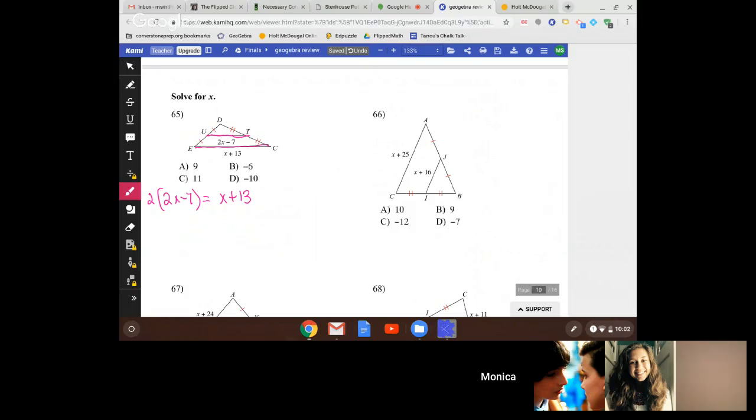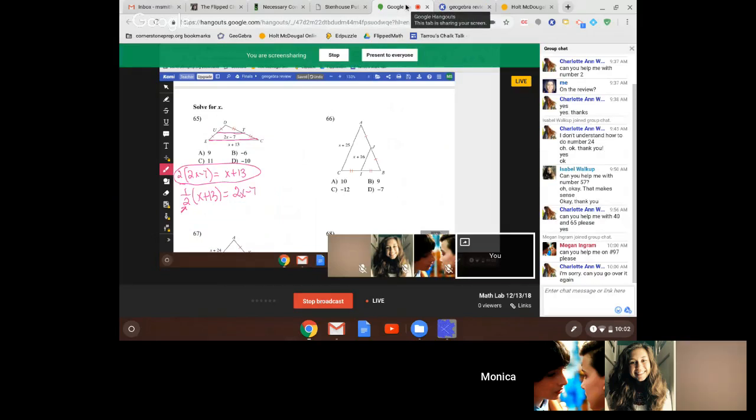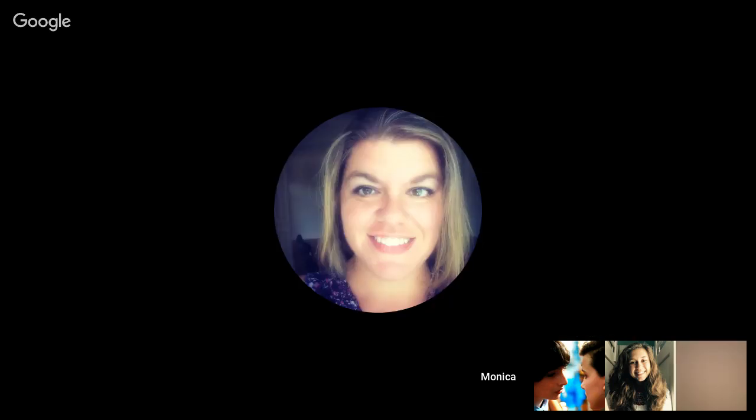The other way to look at it would be to say that 1/2 of the whole length, which is x plus 13, is equal to 2x minus 7. But nobody likes to do fractions, so this is probably what I would go with. Does that make sense?